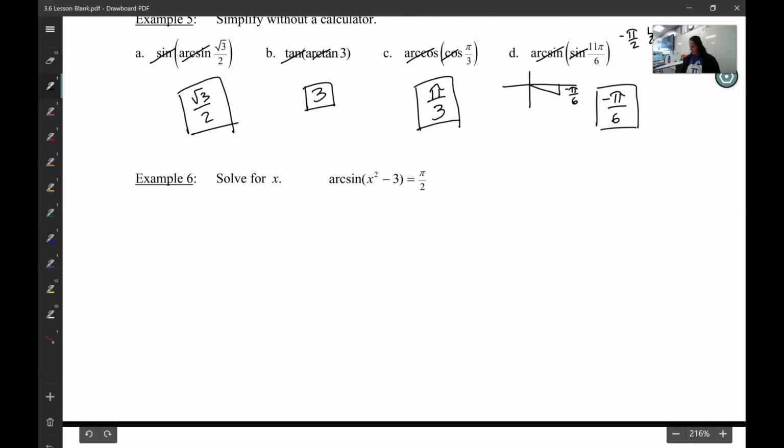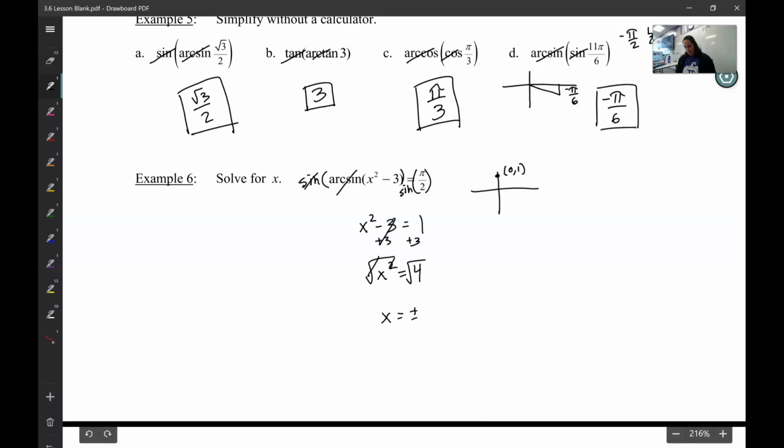Okay. Number 6, solving for x. First off, I need to get rid of that arcsine, so I'm going to take the sine of it so that it will cancel out. But if I take the sine of one side, I have to take the sine of the other side. So I have x squared minus 3 equals sine of pi halves. So I go up here to pi halves and grab my y value, which is 1. Add 3, so I get x squared equals 4. Square root of 4, so I get plus or minus 2.